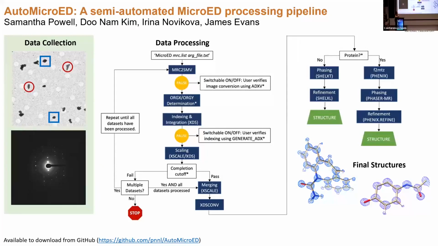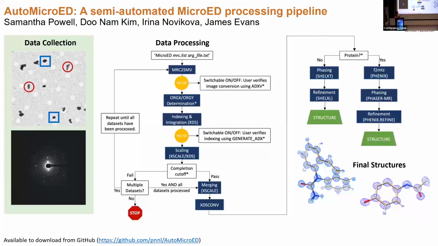AutoMicroED starts at file image conversion. It does indexing, scaling, merging, phasing, and final refinement to result in final structures. What's great about our pipeline is that users no longer have to piece together different programs to do the full data processing pipeline. This is all in one pipeline.